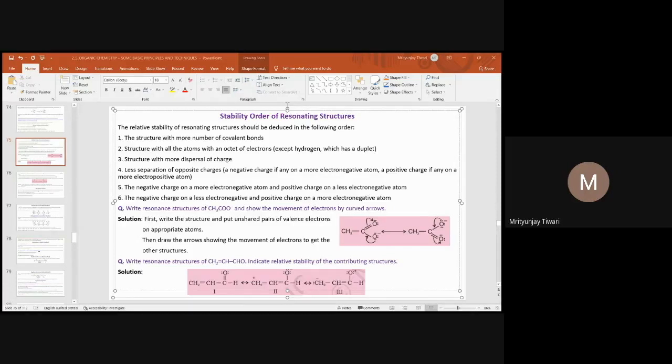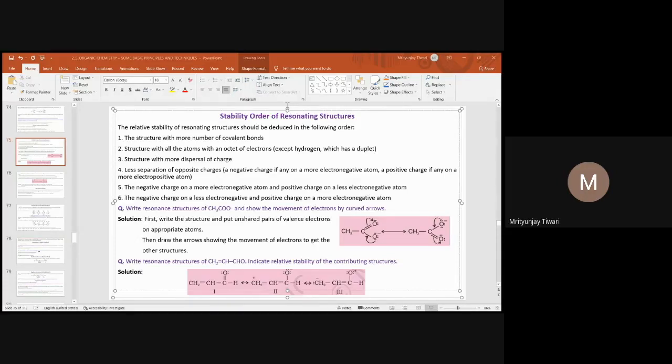This positive charge will move here. There is a negative charge here, so this negative charge will move here, this pi bond will move between these two carbon atoms, and the positive charge on this carbon will disappear. This negative charge has moved here, so this charge will also disappear, and we will get the first structure back.